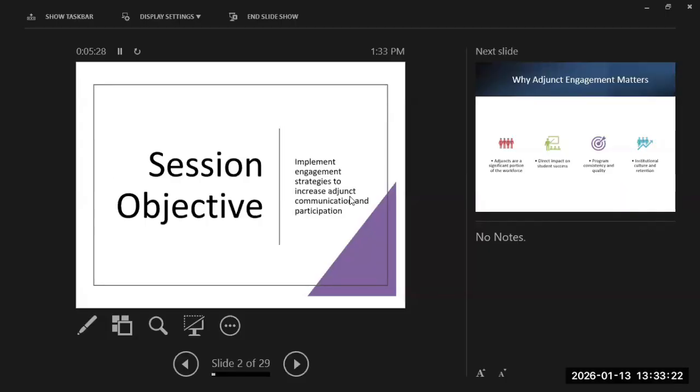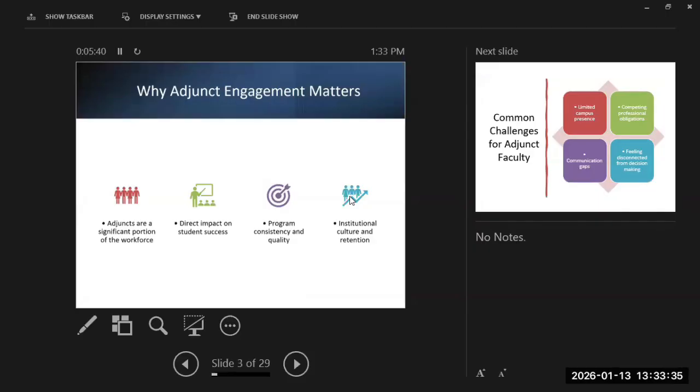So to start off, I just wanted to talk about what our objective is today: to implement engagement strategies to increase adjunct communication and participation. So why does this engagement matter so much? First of all, adjuncts are a significant portion of the workforce.